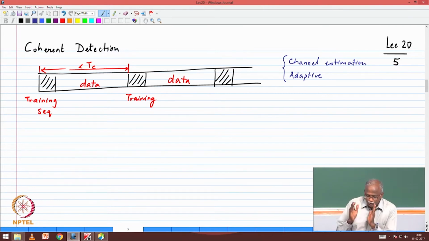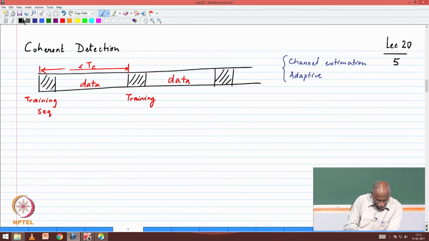You don't want to put too much overhead because that will reduce your throughput. So you want to keep the overhead as minimal as possible, but at the same time, you must make sure that you have good channel estimates and reliable methods. Okay, so let me just write down a few equations to remind us of the process that we are going to follow.